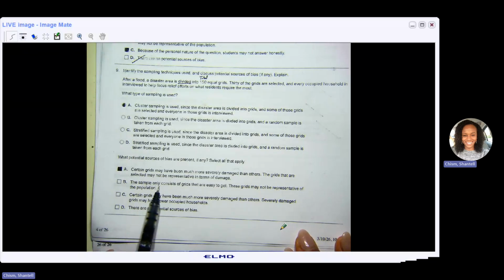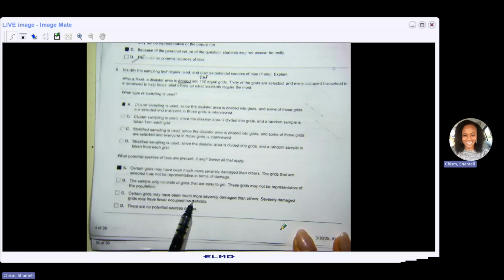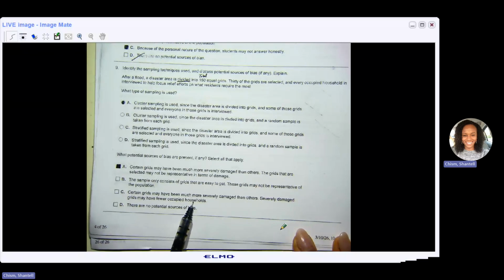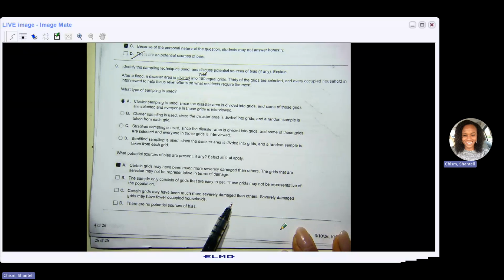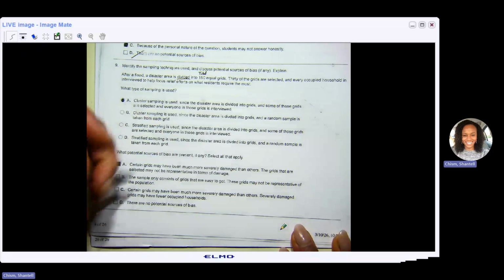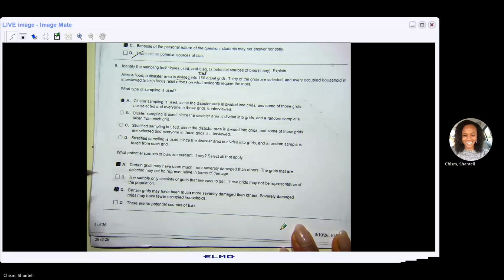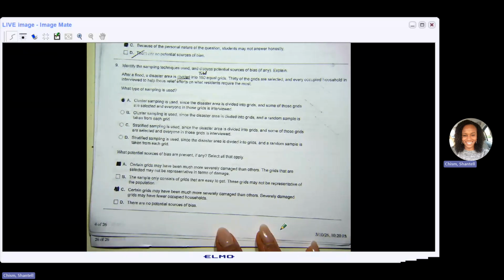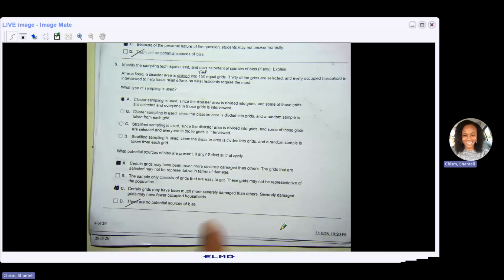Let's read B. The sample only consists of grids that are easy to get. No, that's convenience. That's the definition of convenience. C. Severely damaged grids may have fewer occupied households. Absolutely. If you're selecting severely damaged grids, it's really highly likely that a lot of people are not still living there. They've had to vacate. So yes, that is a potential source of bias as well. A and C. And remember, when you're sampling, there's always a source of bias, so it would never be D.